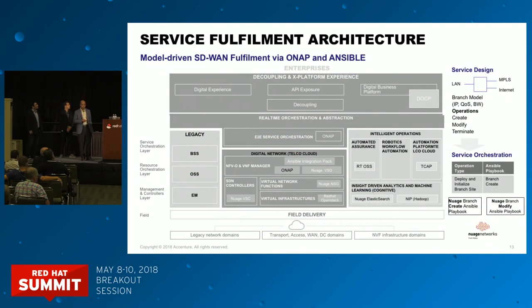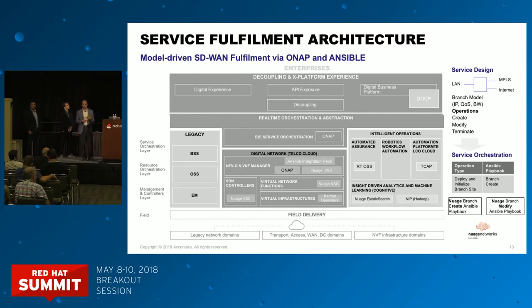So if you put all of these pieces together that you heard about, you have the digital experience, the self-service portal on top. You have the service orchestration layer in the middle, and then you have the Ansible integration layer to the Nuage SD-WAN solution. If you look on the right-hand side, the concept on the right is really what I talked to you about as the what.